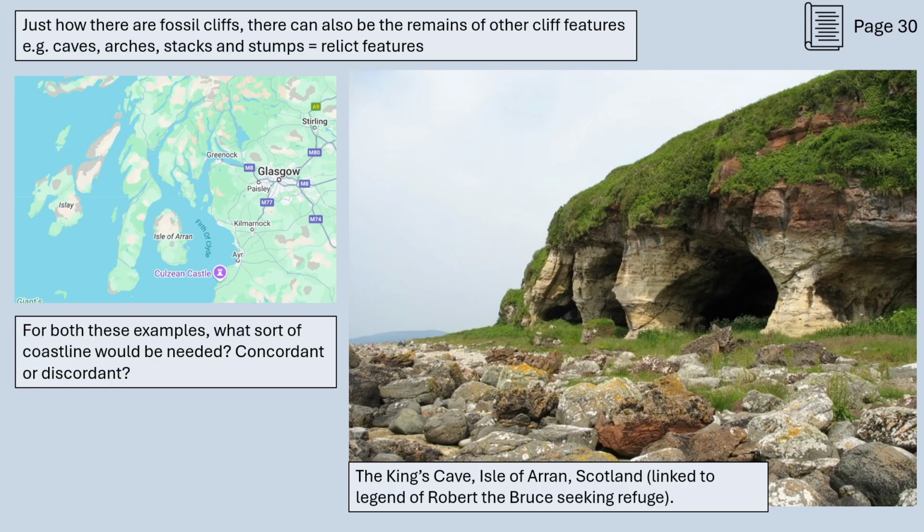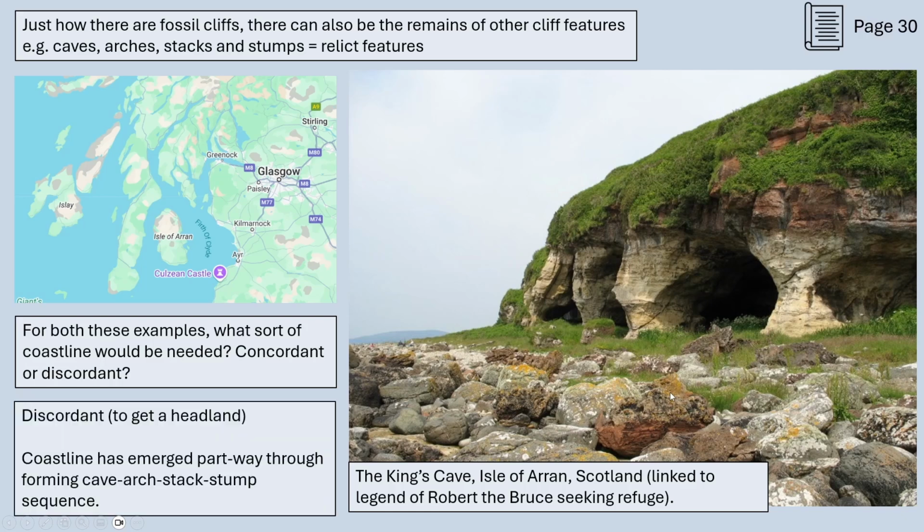Now for both of these examples so far, so the stack and these caves, what sort of coastline would have been needed? Is it concordant or discordant? Well, if you had said discordant, well done. Because remember, to get a cave arch stack stump sequence, we need a headland and therefore an alternating sequence of hard and soft rock. So this is knowledge that you could apply from previous inquiry questions in essays to show understanding of processes to form this coastline.